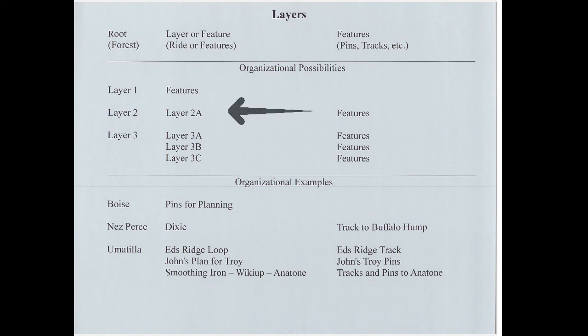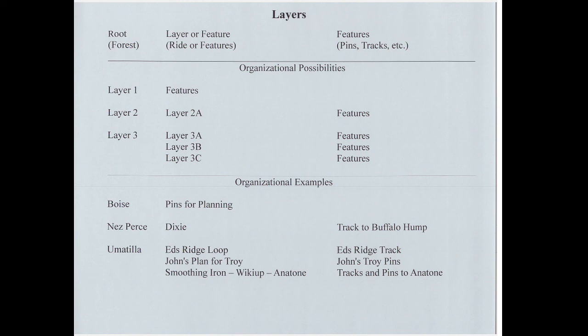So now, if we look at layer 2, we've put a second layer under the first layer. We'll call that layer 2A. And then under layer 2A, we can put features. So really all we've done here is put a layer under a layer and then added features to the second layer. And you can do that, that'll work, but it doesn't get you much.